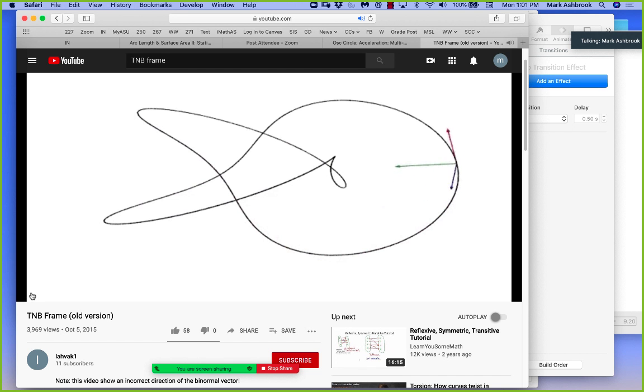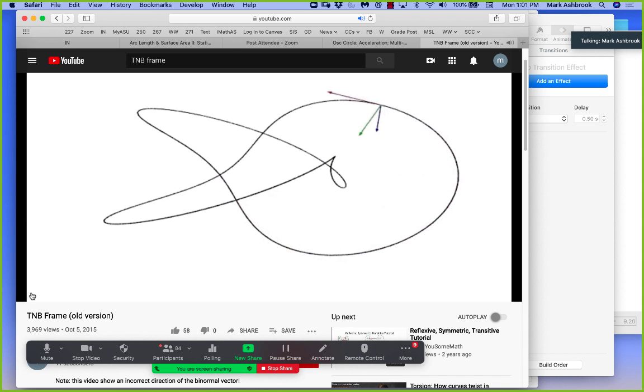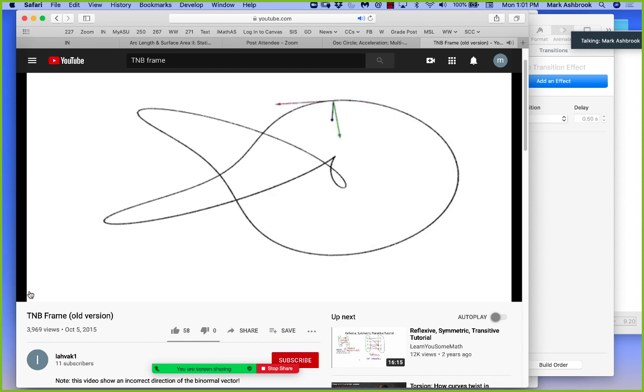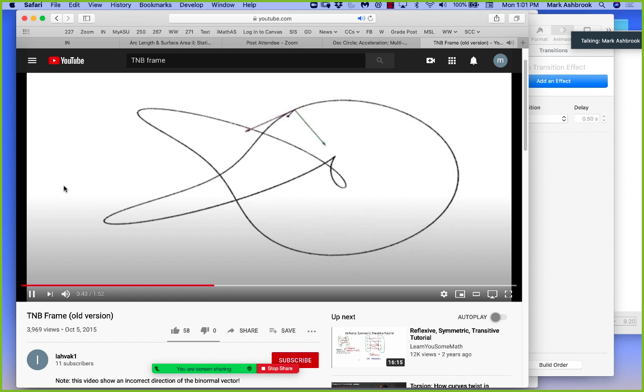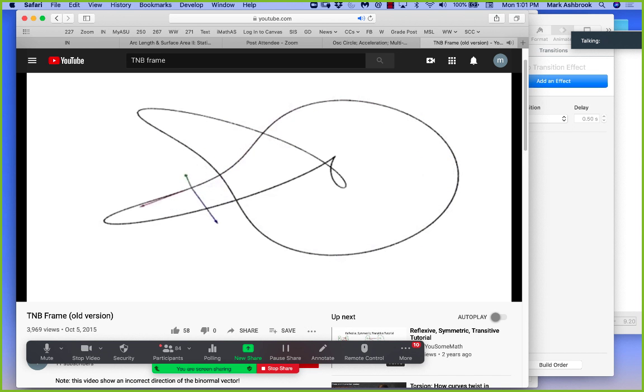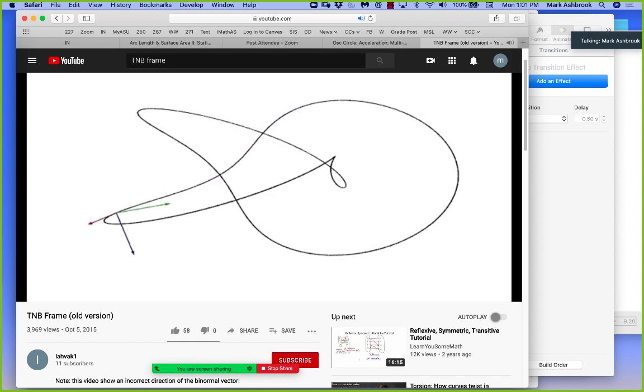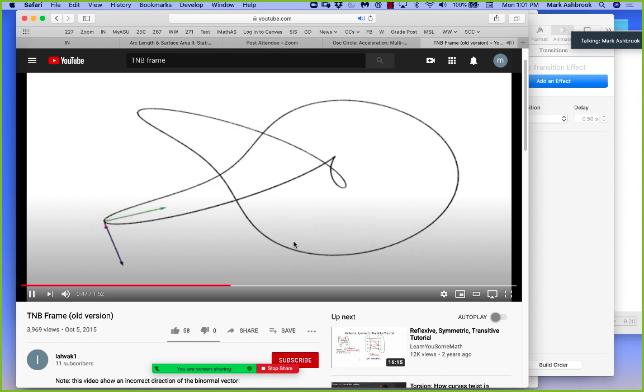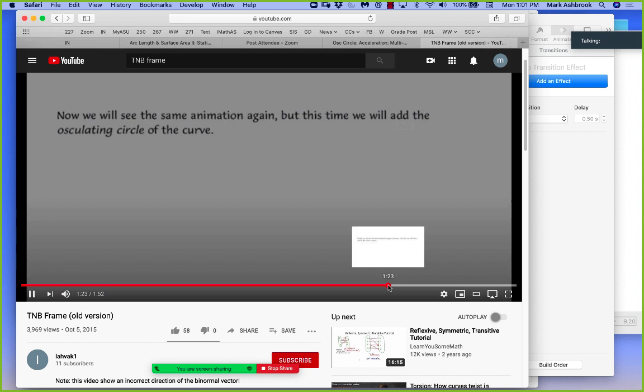All right, so these are the T, N, and B vectors. They give a little 3D coordinate system that moves with the object. To reiterate, relative to the object, these vectors don't actually change. They only change relative to the curve.